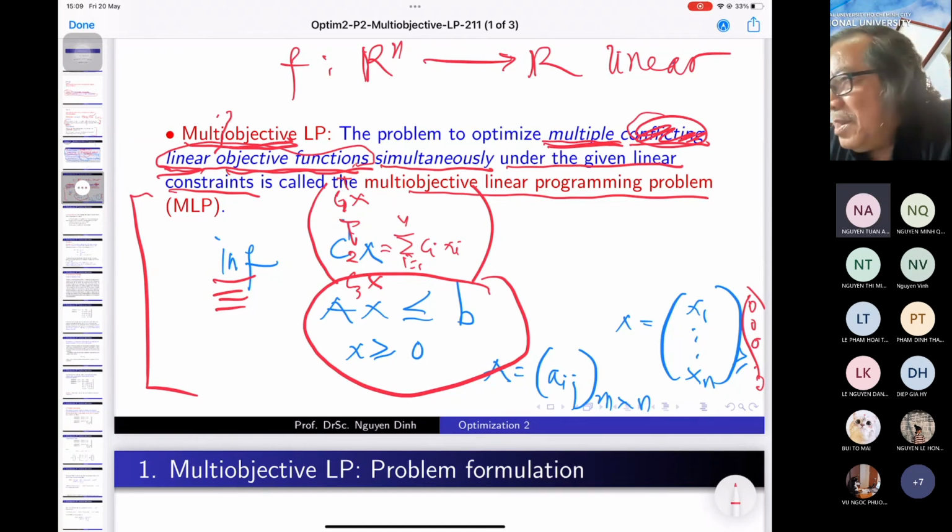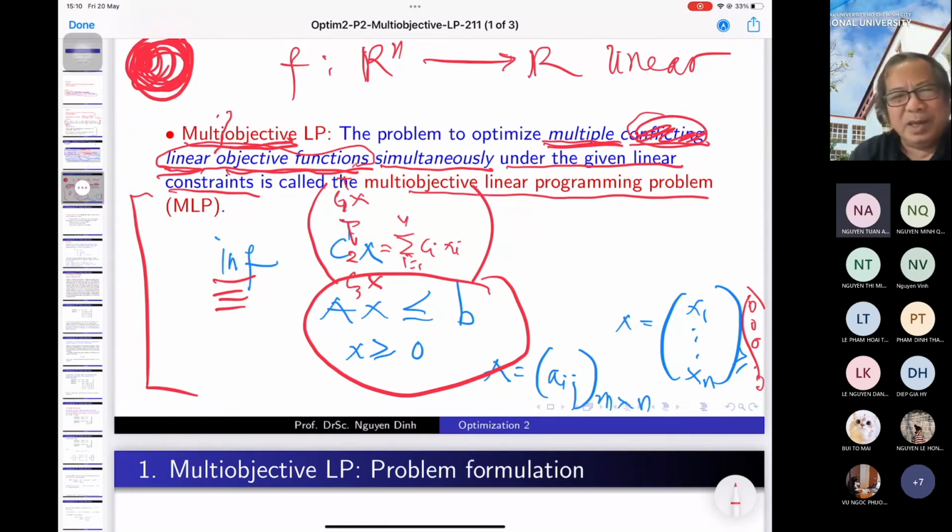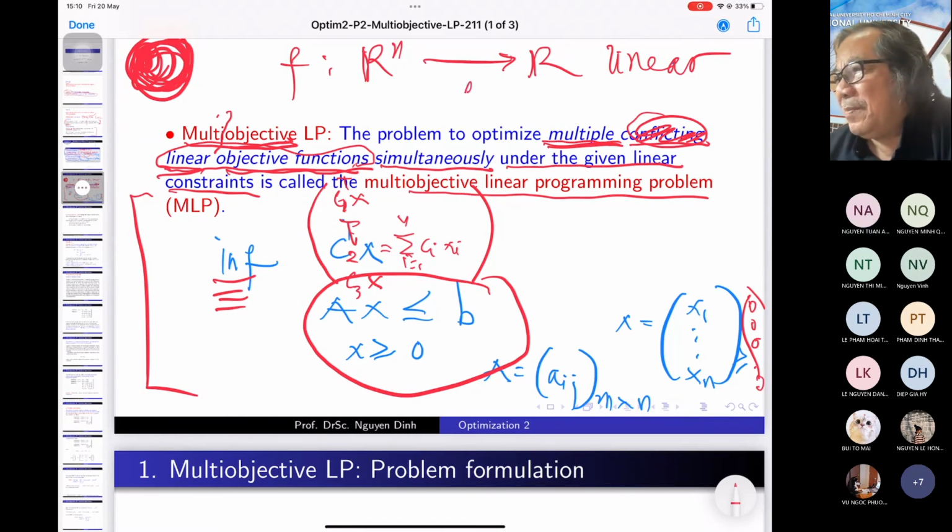The function f, where is f? The function f from R^n to R, here, at the beginning of the page. You see, from R^n to R. It is linear. So what is that form? What is the form of f? So you can write down f(x) equals what? f(x) would be equal to ax plus b.